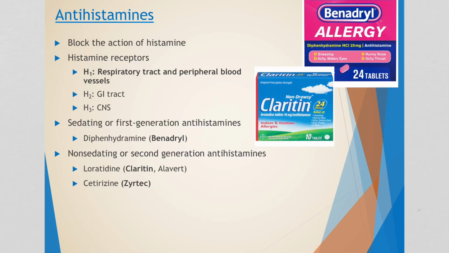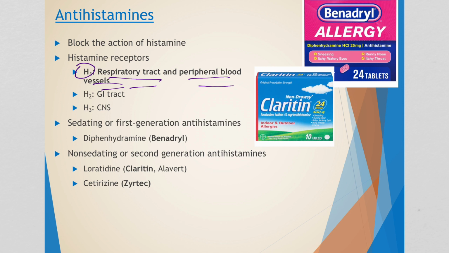All right, so we're going to get into specifics. We talked about the antihistamine category. Its major role is to block the action of histamine, to block the release of histamine. So most often what we know about histamine, at least histamine 1, is that the histamine receptors live in the respiratory tract and in the peripheral blood vessels, right?